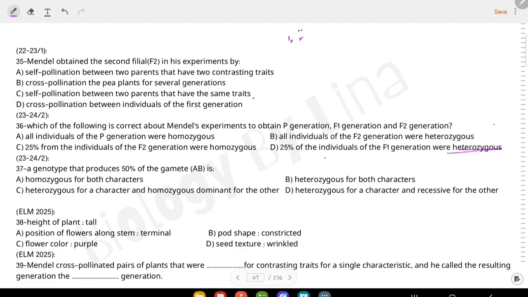Okay, sorry, this is the last question. Mendel cross-pollinated pairs of plants that were what? That were true breeding for contrasting traits, because we mentioned it before. We said that we have two contrasting traits, true breeding for a single character, and he called the resulting generation the F1 generation. So we get F1 by cross-pollination, right? But cross-pollination of what? Of two contrasting traits. The parents were contrasting traits, but they are true breeding, right? Because we said that he did true breeding parents.